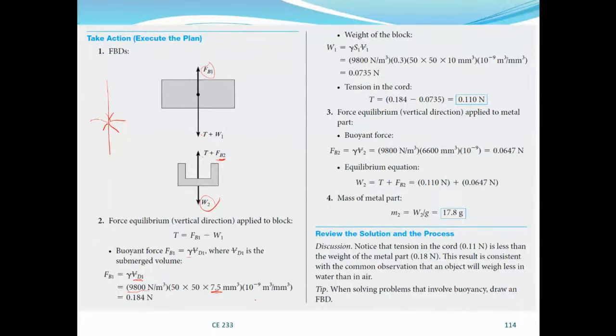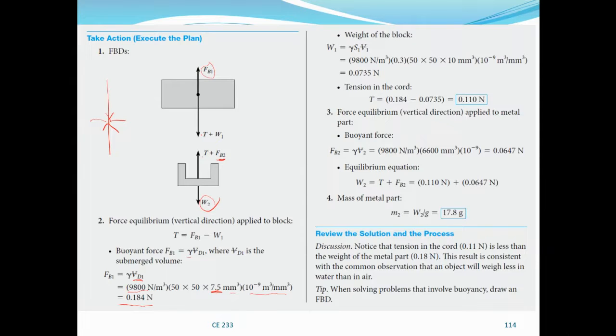So now we can put this, because this is millimeter cube. This is conversion from millimeter cube to meter cube. Okay, we have the buoyant force to be 0.184.